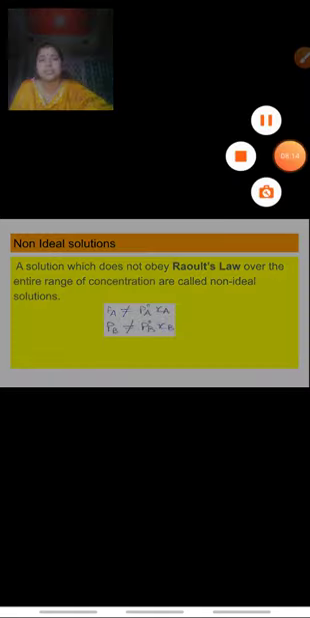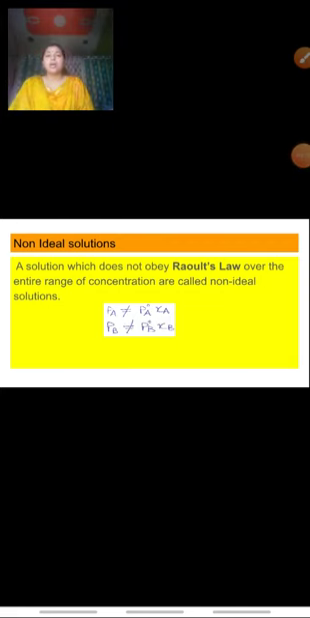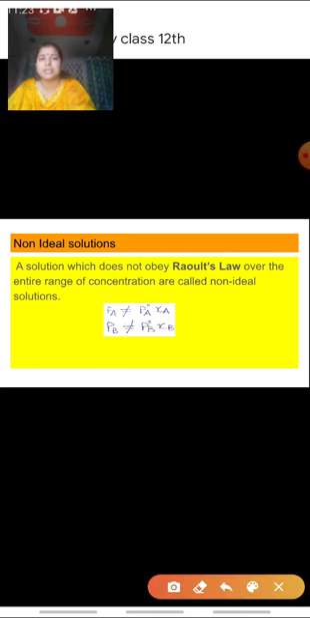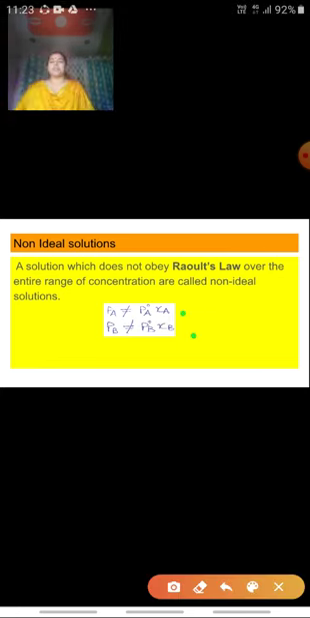Now, the next type of solution on the basis of Raoult's law is the non-ideal solutions. Now children, non-ideal solutions are those solutions which do not obey Raoult's law over the entire range of concentration. When they do obey, that we will discuss later on. Since they do not obey Raoult's law, for them PA is not equal to P naught A chi A and PB is not equal to P naught B chi B. Whereas for ideal solutions, PA was equal to P naught A chi A, PB was equal to P naught B chi B. For non-ideal solutions, PA is not equal to P naught A chi A and PB is not equal to P naught B chi B.